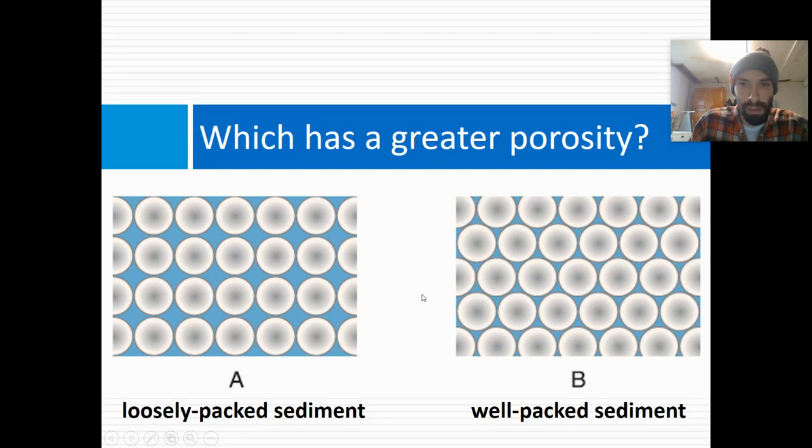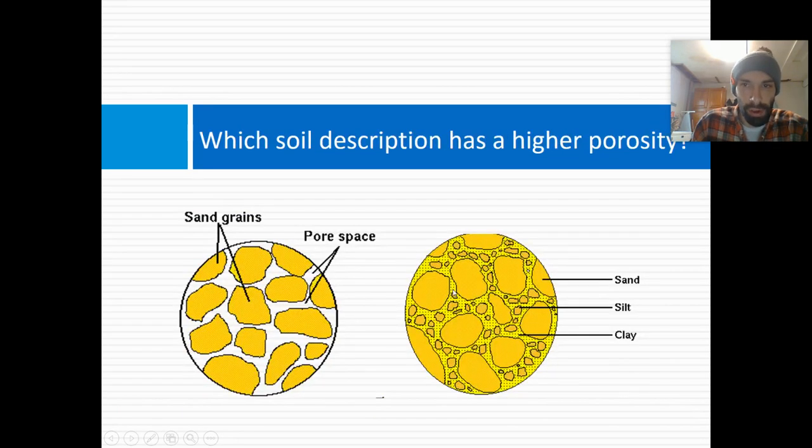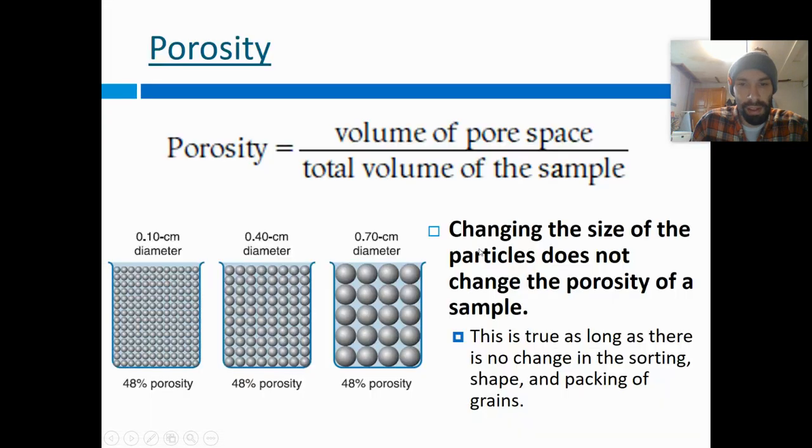Now, that's packing, that's sorting. What if they're just different sizes? Okay, so if you look at these three pictures here, this one's got really tiny sediment, this one's got a little bit bigger, and this one's got the biggest. Now, if we had perfectly shaped beads, they're all the same, they're all round, and we were to put them into a jar and fill them to the surface, the only difference here is the size of the sediment. And if the size of the sediment is just different, that's the only thing different, then porosity does not change.